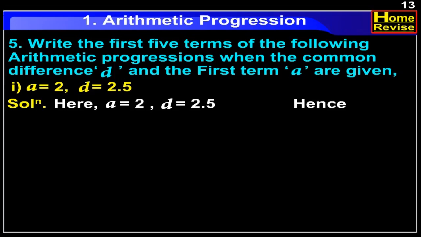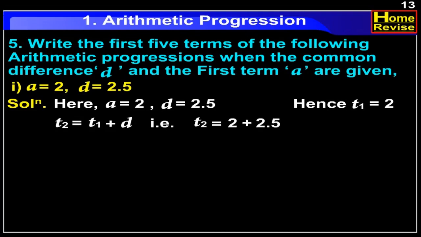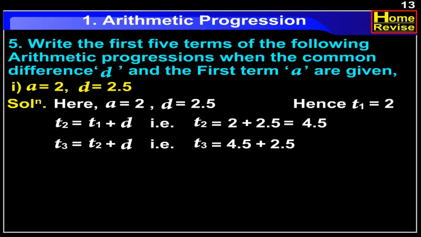Hence, T1 is equal to 2. Therefore, T2 is equal to T1 plus D. That is, T2 is equal to 2 plus 2.5, which is equal to 4.5. Now, T3 is equal to T2 plus D. That is, T3 is equal to 4.5 plus 2.5, which is equal to 7.